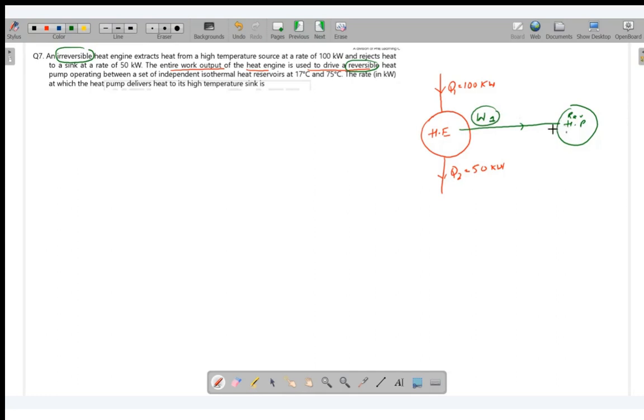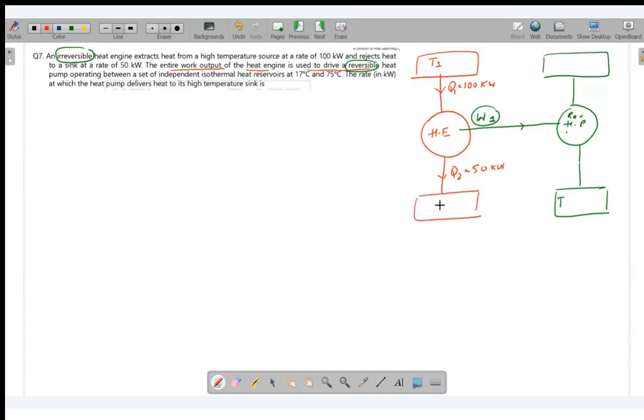It operates between a set of independent isothermal reservoirs of 17 and 75 degrees Celsius. So lower temperature, higher temperature. Let me write it here, T1, T2, T3, T4. So T4 is 17, this is 17 degrees Celsius, and this is 75 degrees Celsius.